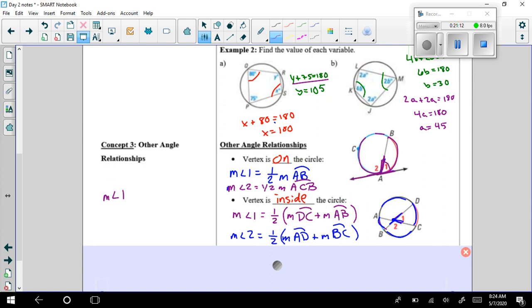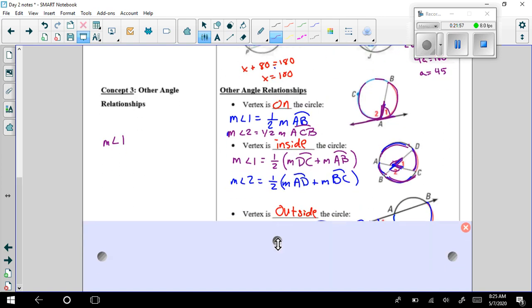If the vertex is inside the circle, not on the circle, but inside of it, it creates some different angle pairs here. So the measure of angle 1, this angle here, is half the measure of DC plus AB. So these two arcs here need to be added together and then take half of it. The measure of angle 2, same thing, it's the intercepted arc and then the one behind that. So these two angles, remember, are vertical. So it's like taking this one and taking half of that, that would be the measure of angle 2.